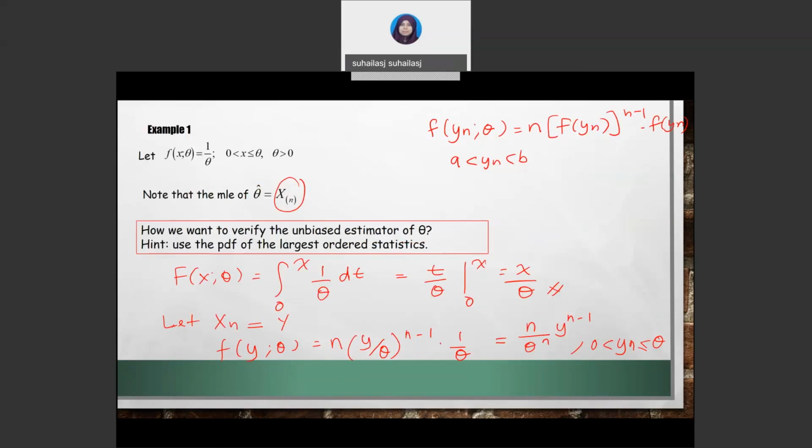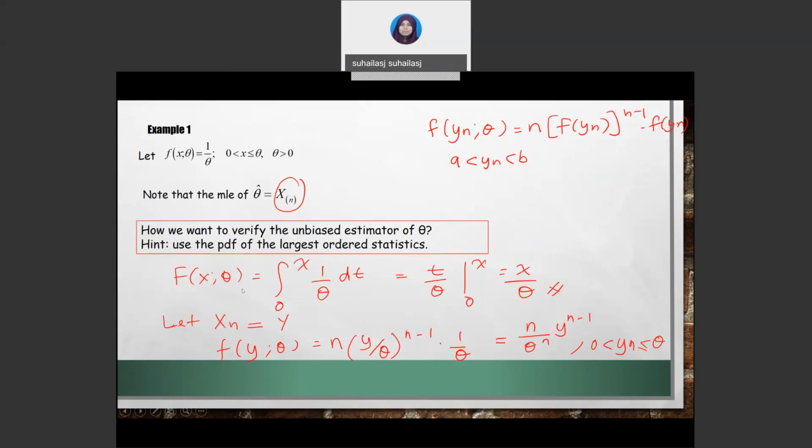So again, we need to find the PDF of the largest ordered statistic. If you recall from mathematical statistics, it gives us f_Yn(theta), which is n times capital F(y) to the power n minus 1 times the density function small f(y). Capital F is your CDF, over the range a less than Yn less than b.